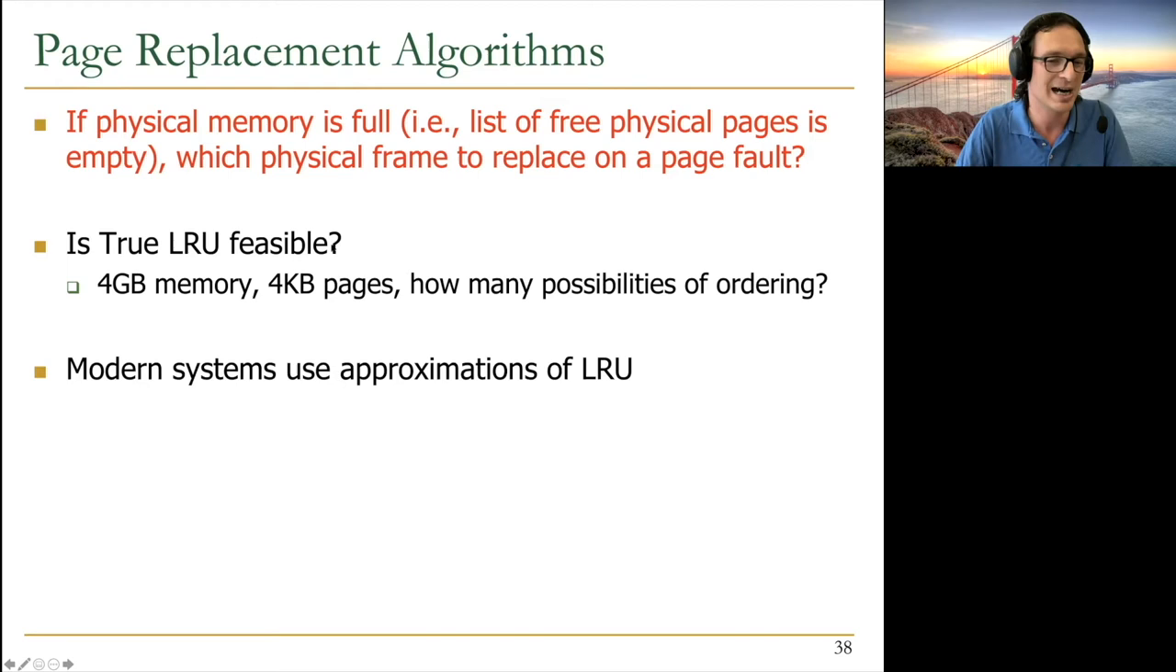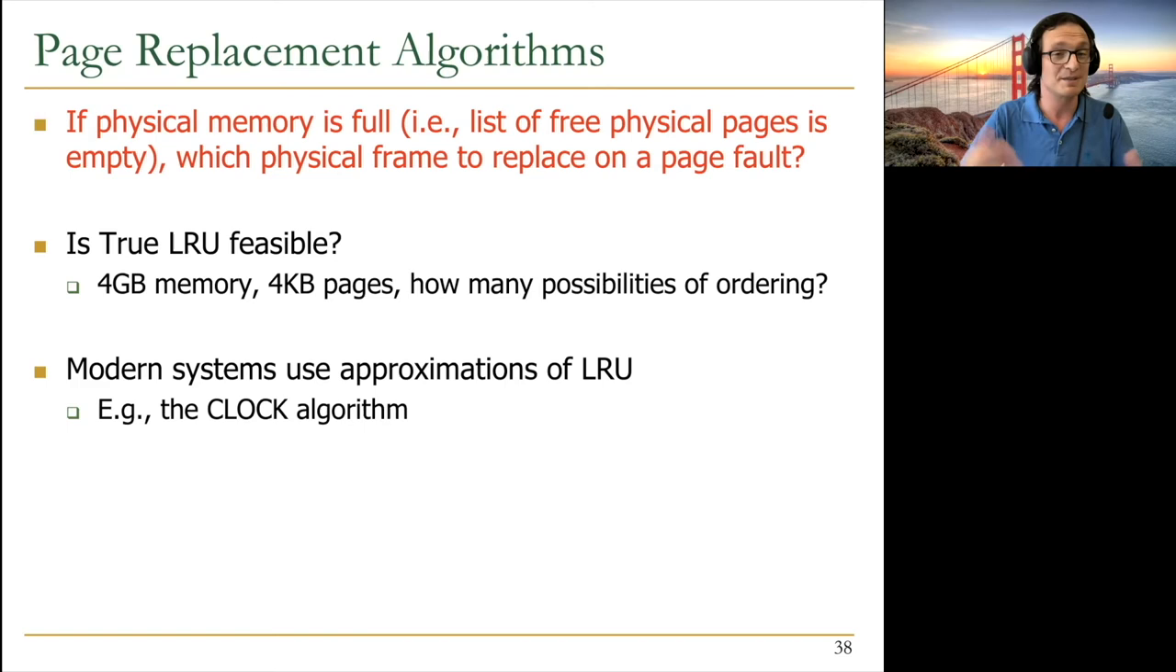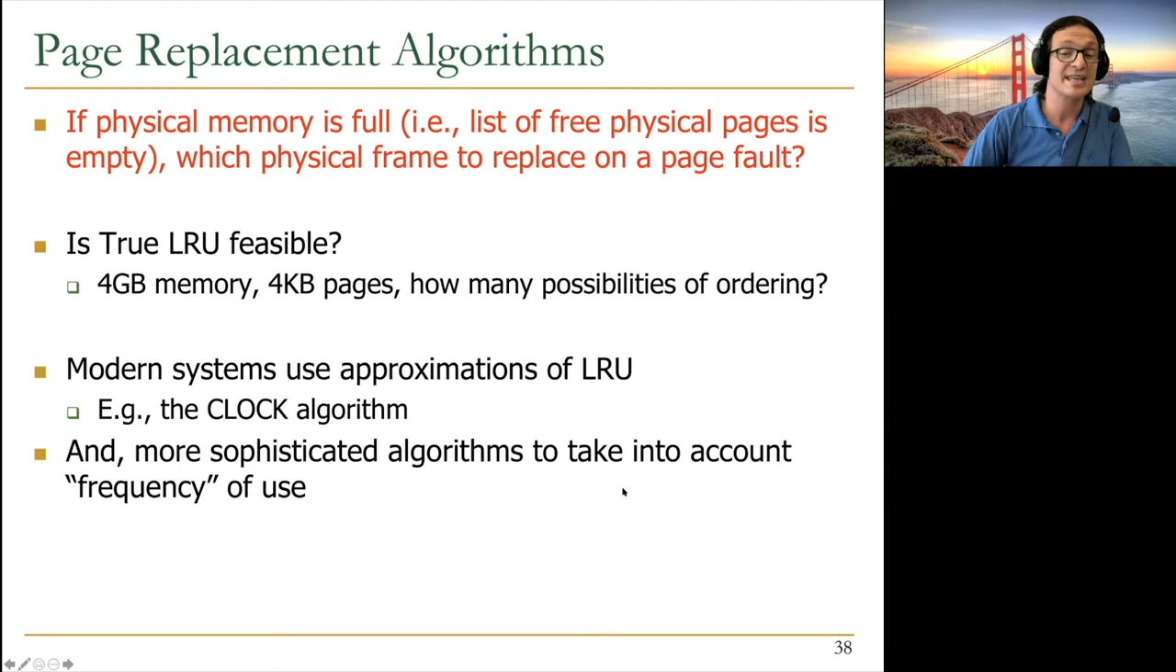Because as we discussed, access patterns are not always LRU friendly. So modern systems usually use approximations of LRU, just like we do in caching, except in physical memory, we have a huge physical memory. So this is really a rough approximation of LRU. The clock algorithm is one example we will discuss briefly. And there are more sophisticated algorithms that can take frequency of use into account.